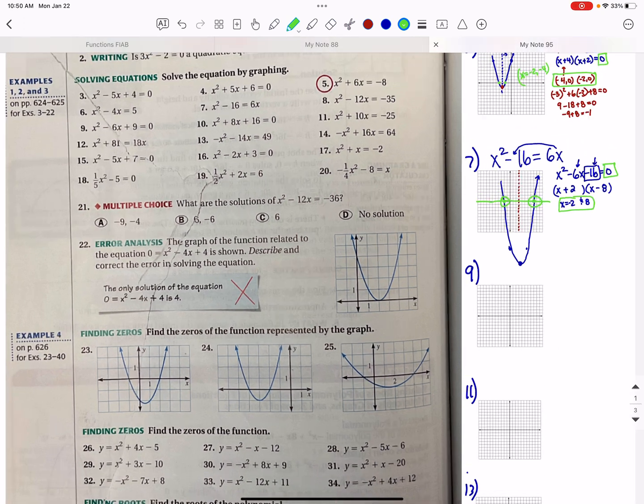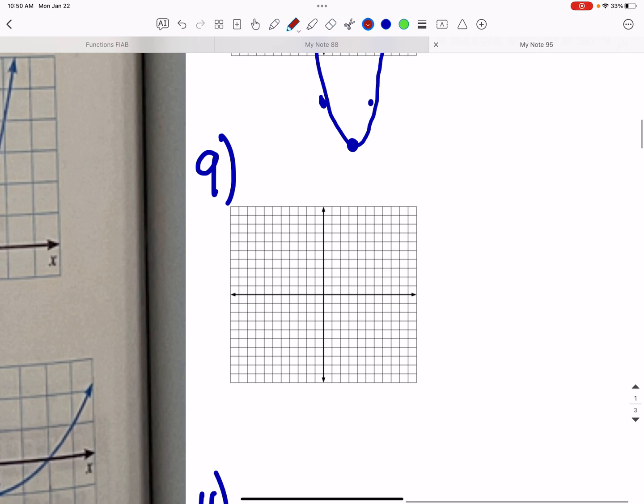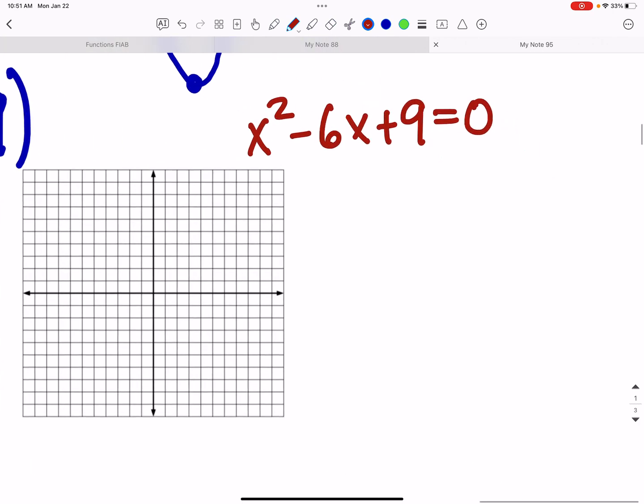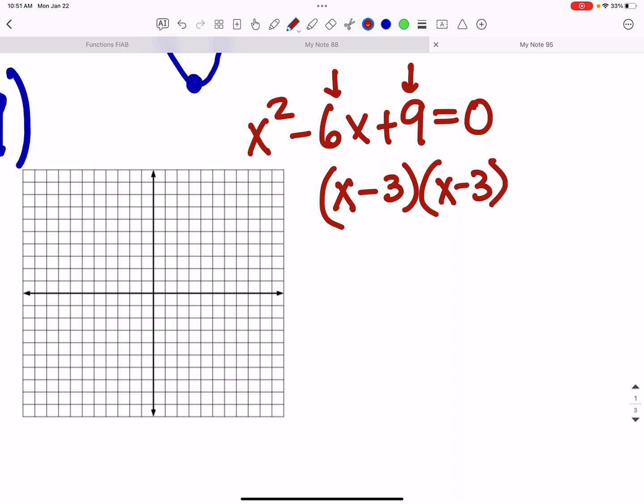All right, x squared minus 6x plus 9 equals 0. Okay, I need two numbers that multiply to +9 but add to -6. This one's kind of cool. It's the same number twice. -3 times -3 is +9, and -3 plus -3 is -6.